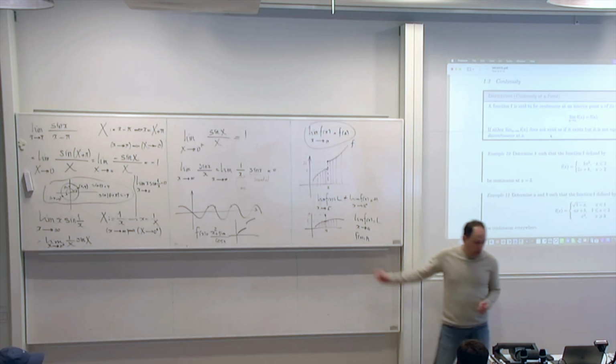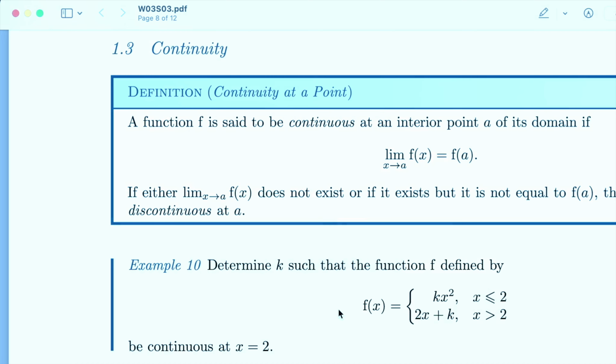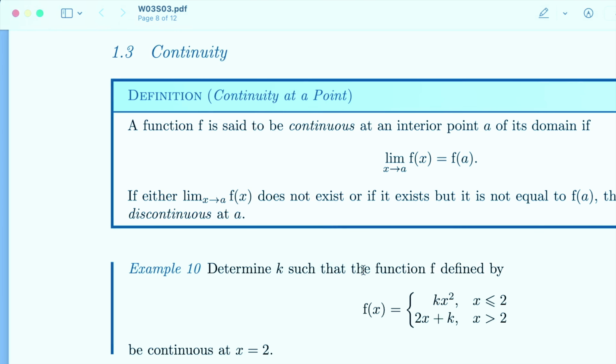Okay, so let me solve one example at least. So this I want to solve. Determine k such that the function f defined by this rule is continuous at x equals 2.